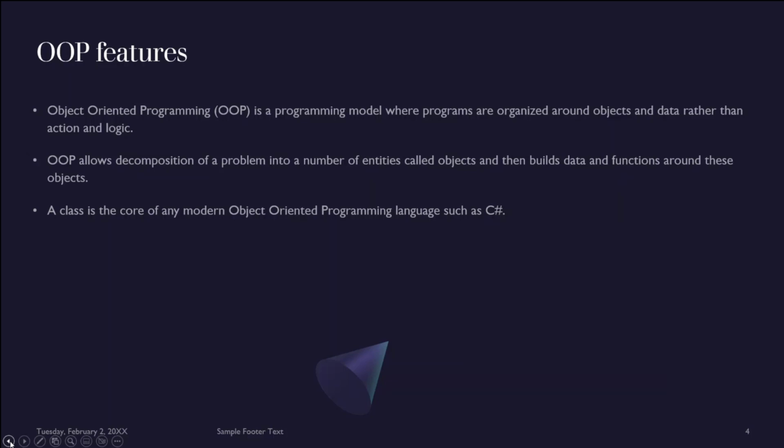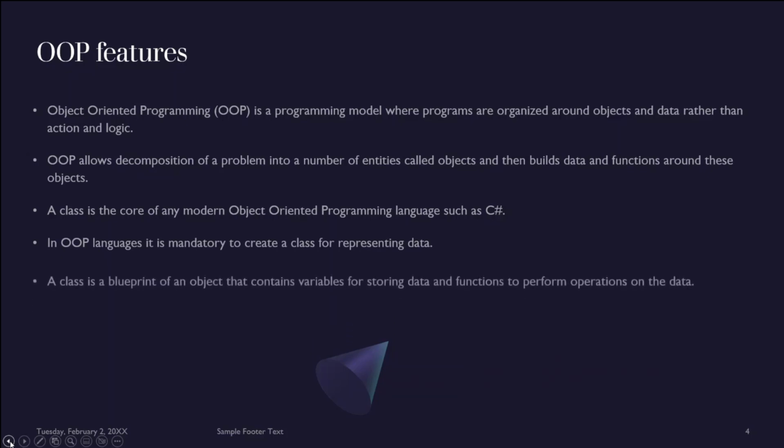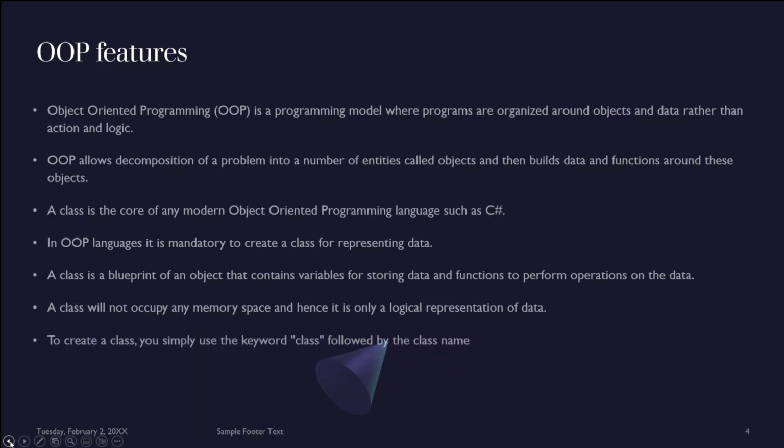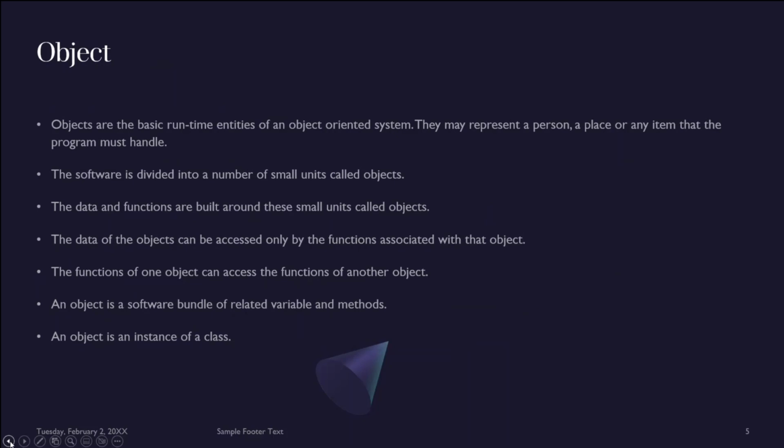A class is a core of any modern object-oriented programming language such as C#. In OOP, it is mandatory to create a class for representing data. A class is a blueprint of an object that contains variables for storing data and functions to perform operations on the data. A class will not occupy any memory and space, and hence it is only a logical representation of data. To create a class, you simply use the keyword class followed by the class name.